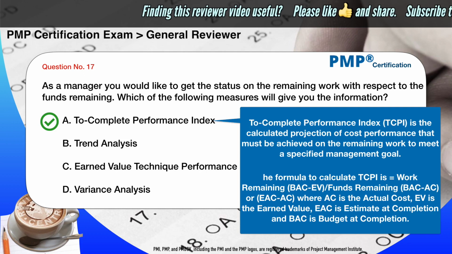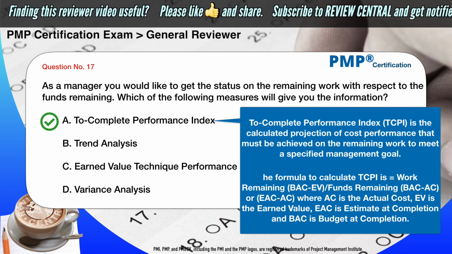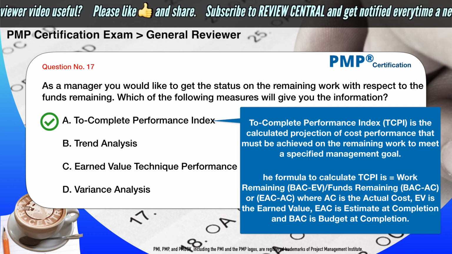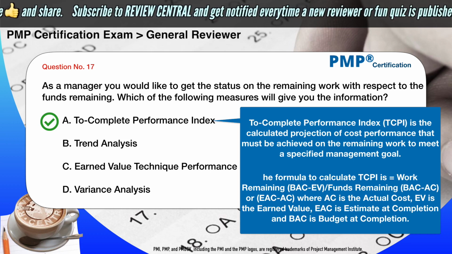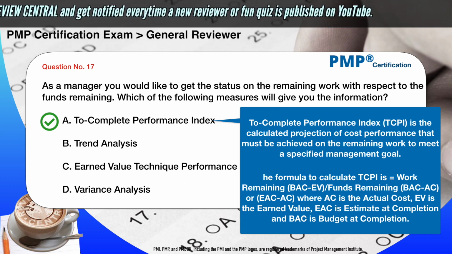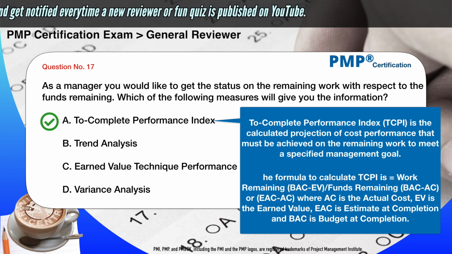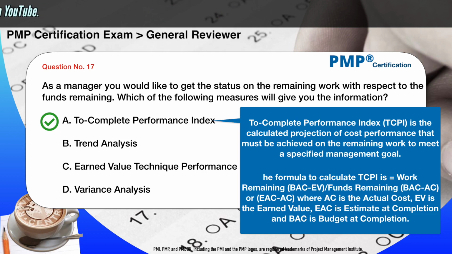The correct answer is A. To complete performance index, or TCPI, is the calculated projection of cost performance that must be achieved on the remaining work to meet a specified management goal. The formula to calculate TCPI is work remaining, or BAC minus EV, divided by funds remaining, or BAC minus AC or EAC minus AC, where AC is the actual cost, EV is the earned value, EAC is estimate at completion and BAC is budget at completion.